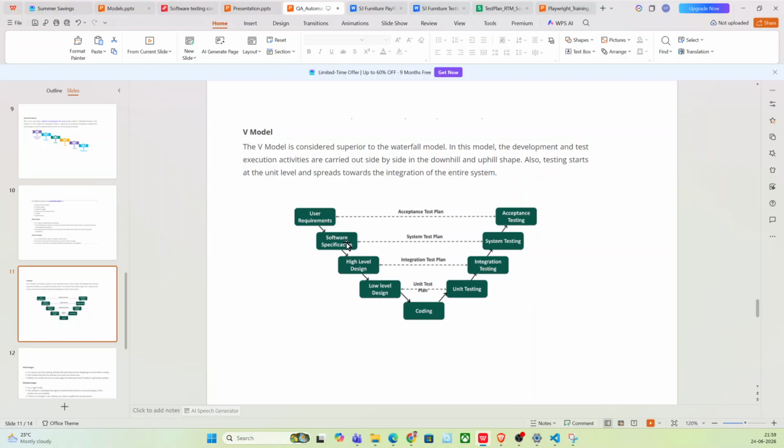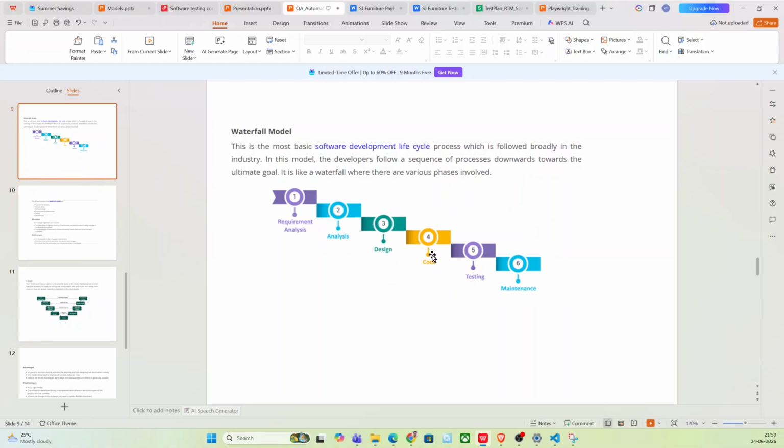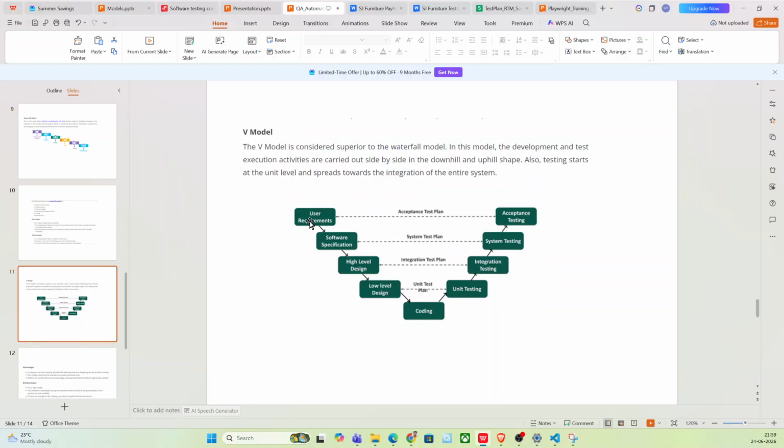Here also it is the same: requirements analysis, design, code, testing, maintenance. But if you look at requirements, specifications, design, low level design, coding, what is happening in parallel here? Whenever a requirement meeting has happened, the testing team also gets involved at the initial phase. From day one, the testing team is involved in these activities. They will start writing the test strategy, and then the test plan, and then test cases.